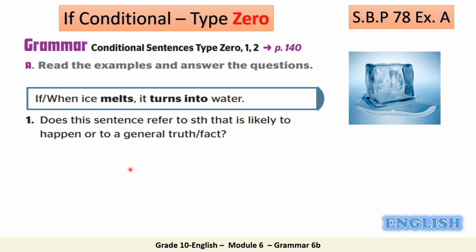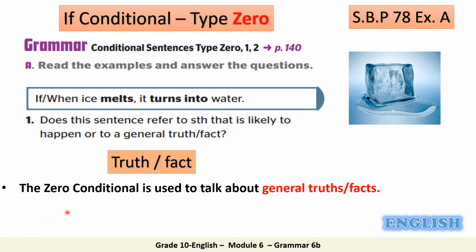Now let's answer together. If or when ice melts, it turns into water. So it's a truth. It's a fact. When ice melts, it doesn't change into gas, for example, but it turns into water. So the zero conditional is used to talk about general truth or facts.